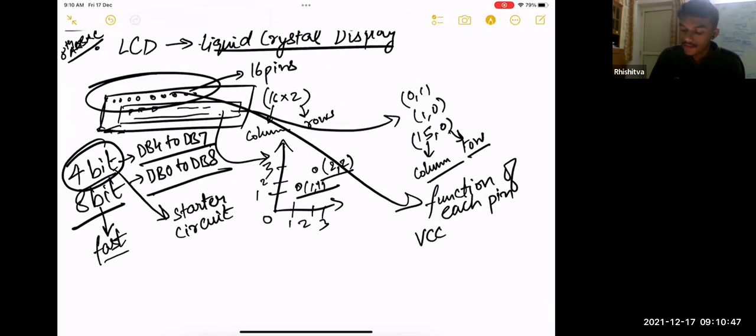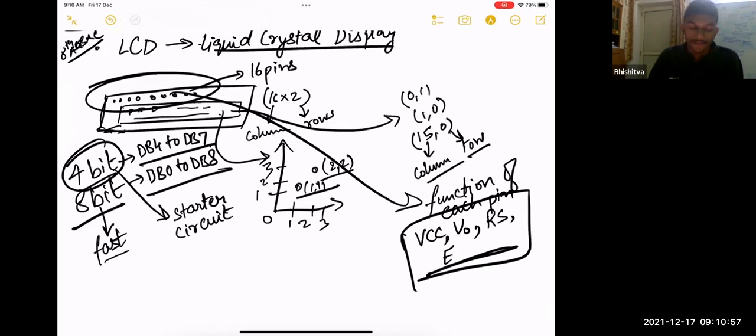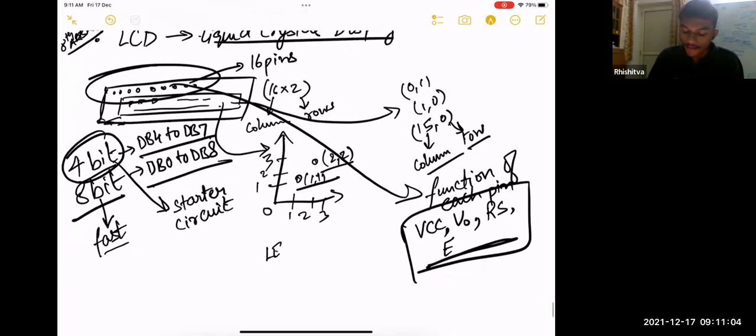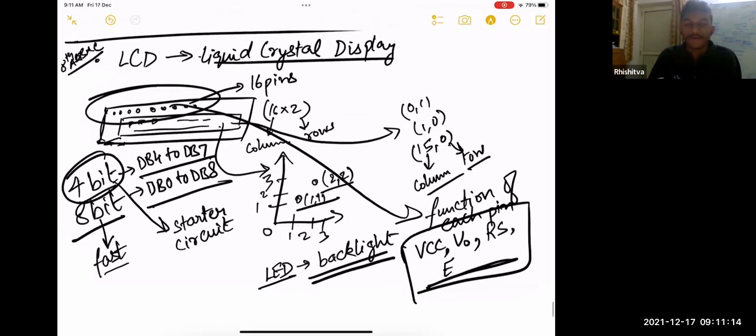Let's say there were VCC, V0, or let's say talk about RS, E that was enable, right? So I covered all these concepts. And we also saw the simulation and the LED that was there in the backlight, right? Why were we using an LED, or why was there an LED pin in the LCD? It was just for the backlight of the LCD. Okay, so this was the basics that we covered in the previous class.